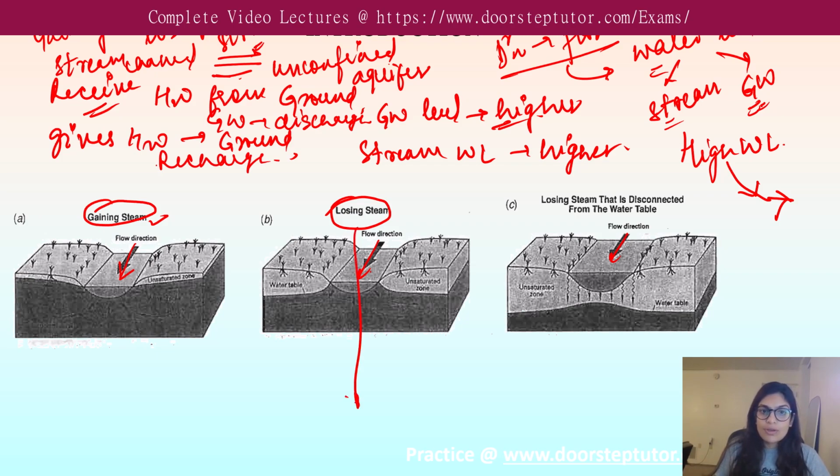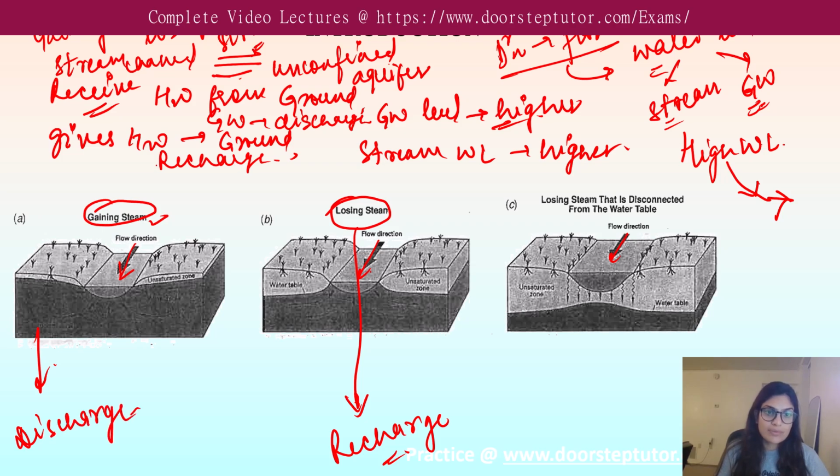So losing means recharge of the aquifer, and gaining means discharge of the aquifer. I think now we're clear with this concept. So now if you see this figure over here, third one, what is happening in this?